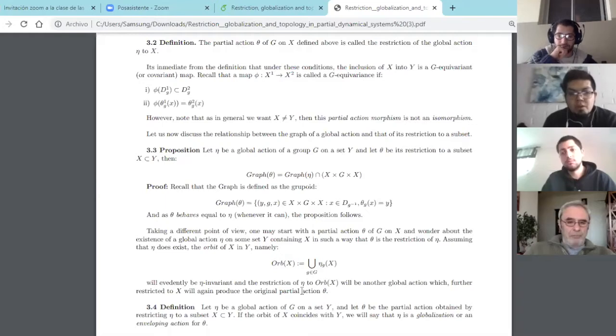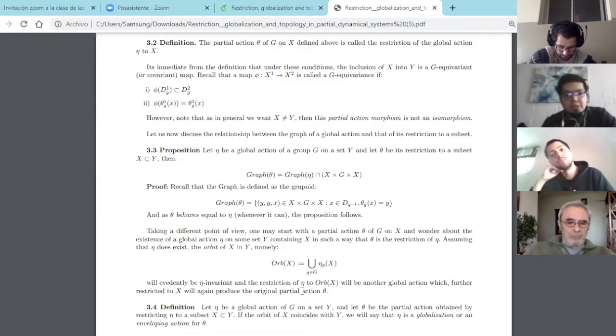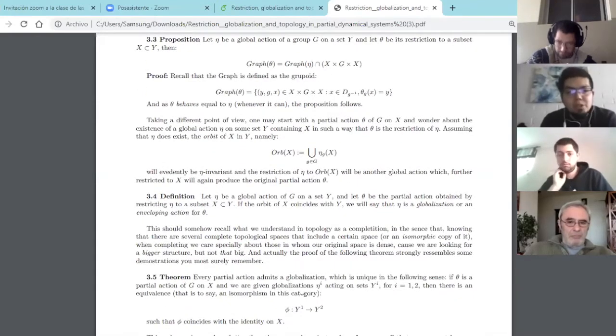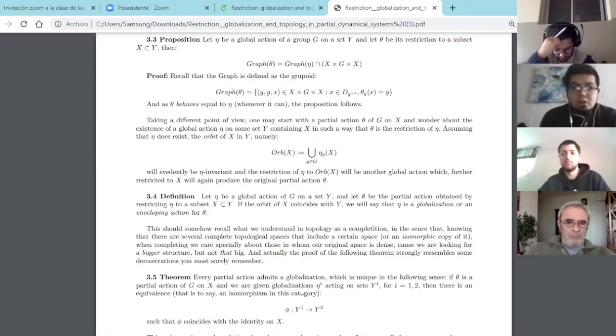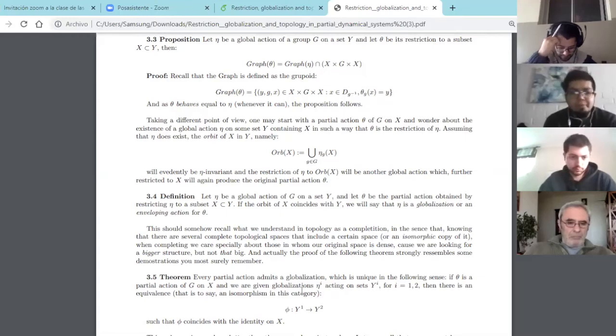So we will not be interested in all these big structures, but the ones that are big but not that big. So the formal definition would be: let eta be a global action of G on a set Y, and theta be a partial action obtained by restricting eta to a subset X. If the orbit of X coincides with Y, we will say that eta is a globalization or an enveloping action for theta. This definition tells you the intention of the author.